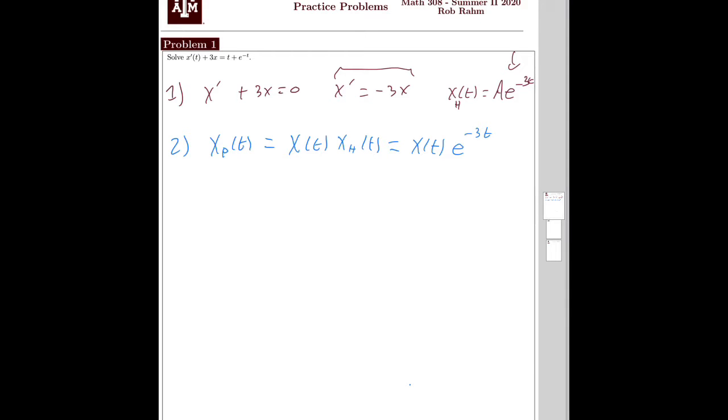But when I take this xp of t and plug it into the equation, this is what I'm going to get. So I'm just going to write it. I'm not going to use the fact that xh of t is equal to e to the minus 3t. Just look at this. So x of t times xh of t prime plus 3x of t. By the product rule, this is equal to x prime xh plus x xh prime plus, I messed this up.